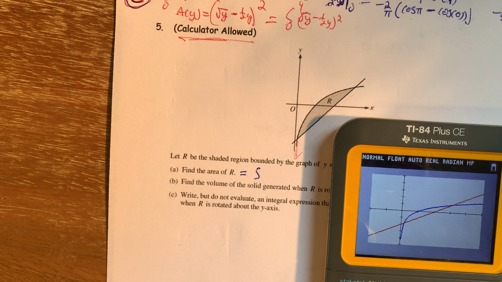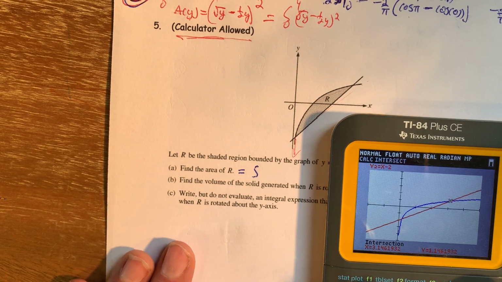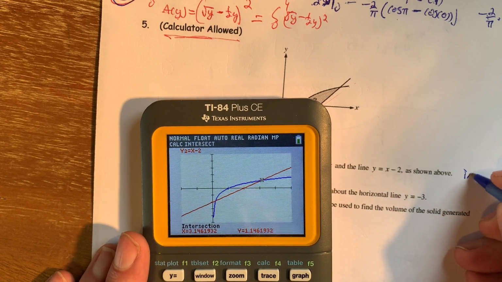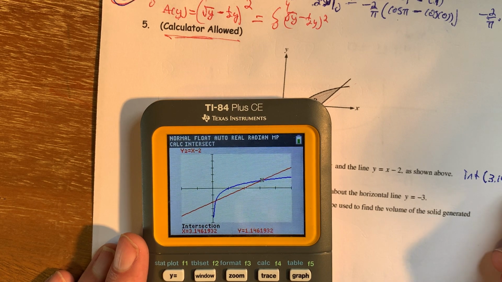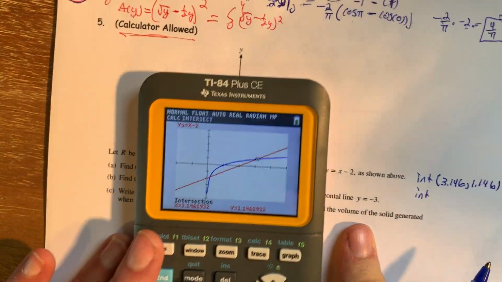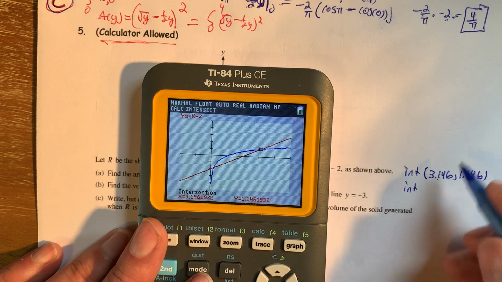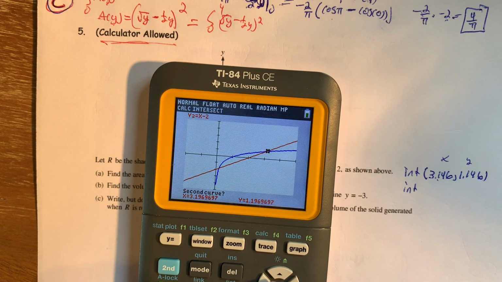So there's that area. So the intersections are, I'm going to write this to the side. There's an intersection at 3.146, almost looks like pi, but it's not. 3.146, comma, 1.146. And there's the other intersection. So I wrote down both the x value and the y value here. The other intersection is enter, enter.